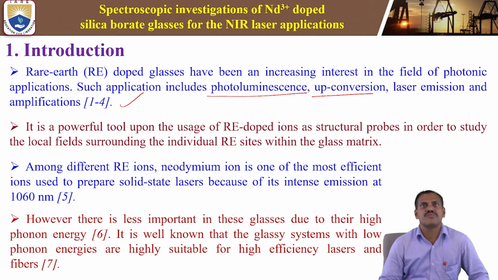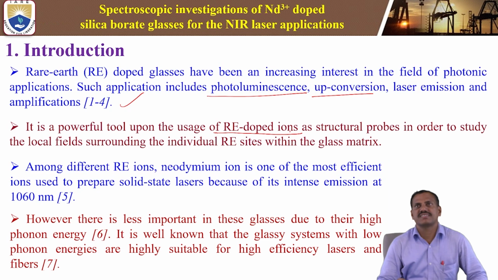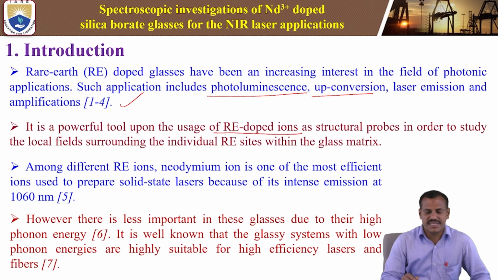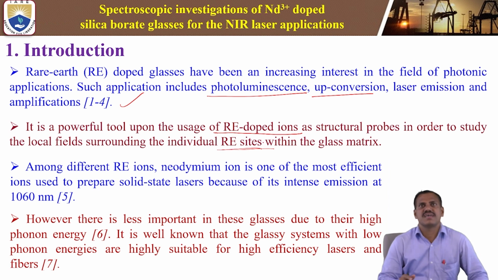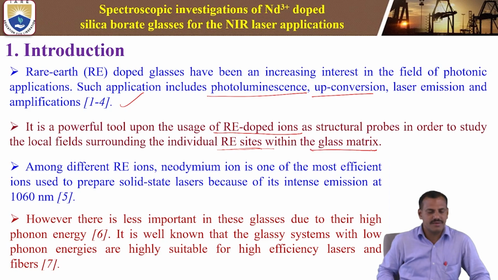Next, it is a powerful tool to use rare earth doped lanthanum ions as structural probes in order to study the local fields surrounding individual rare earth ion sites within the glass matrix. You have chosen a glass matrix. Within the glass matrix, we can vary the rare earth element sites, and each and every rare earth ion exhibits significant luminescence properties. That is why you can dope with different kinds of rare earth elements, which can change the different properties within the glass matrix.